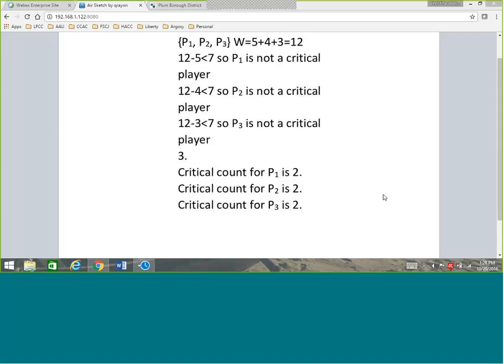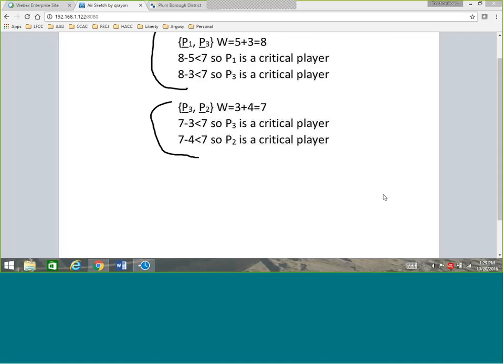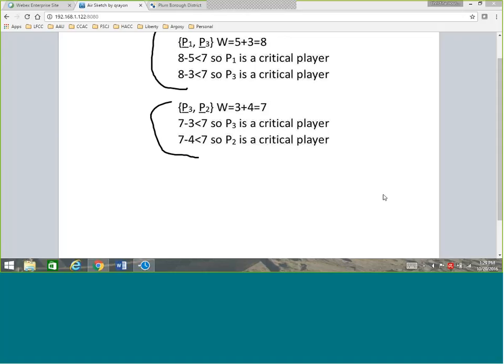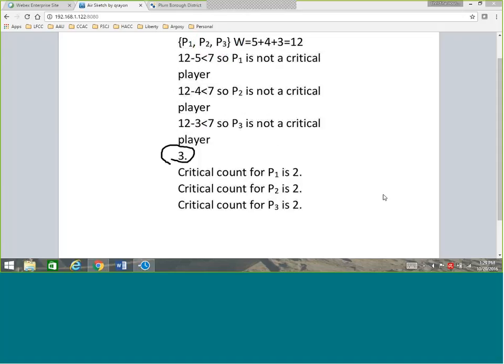So now step 3 is I go back and add up how many times each player was underlined. So if I look back, player 1 was underlined here, and player 1 was underlined here. So player 1 has a critical count of 2. Player 2 is underlined here, and also here. So player 2 has a critical count of 2. And then player 3 is underlined here and here. So player 3 also has a critical count of 2. So each of those players has a critical count of 2. So that's step 3 in our process.